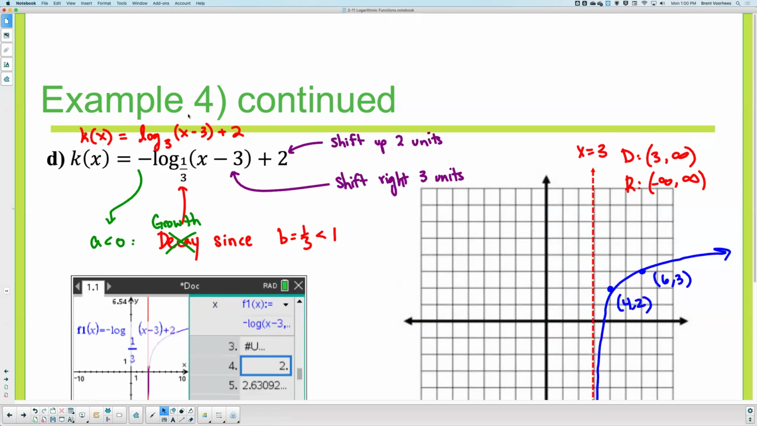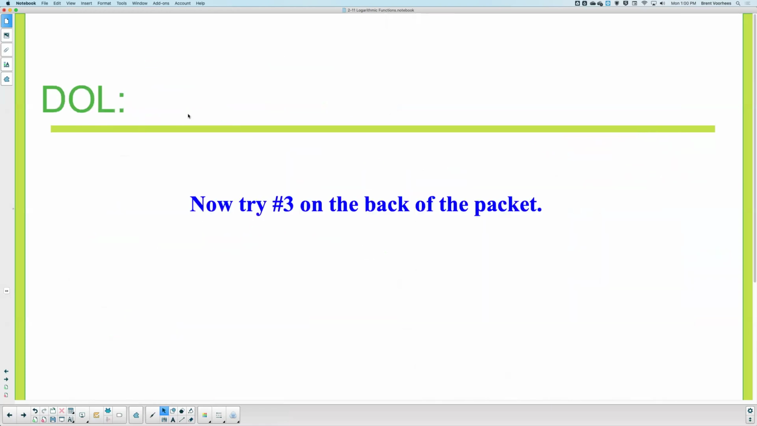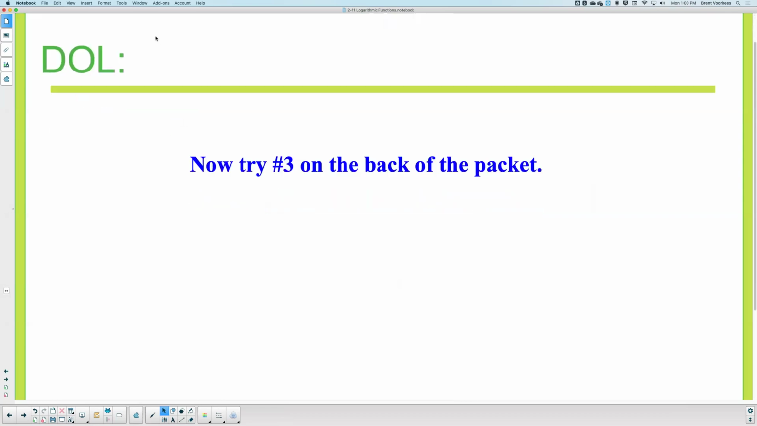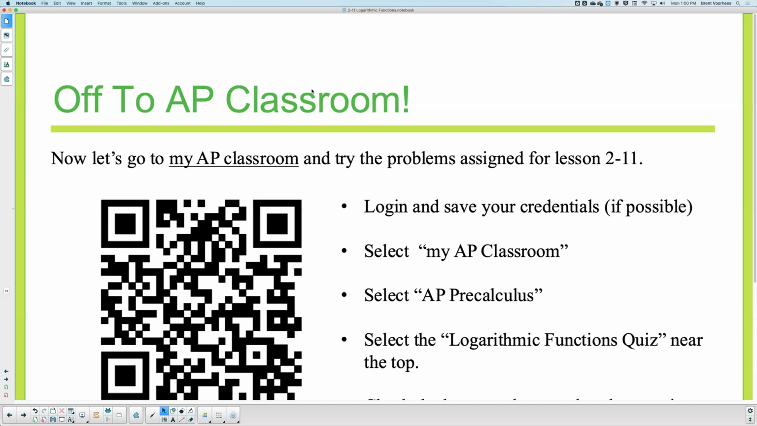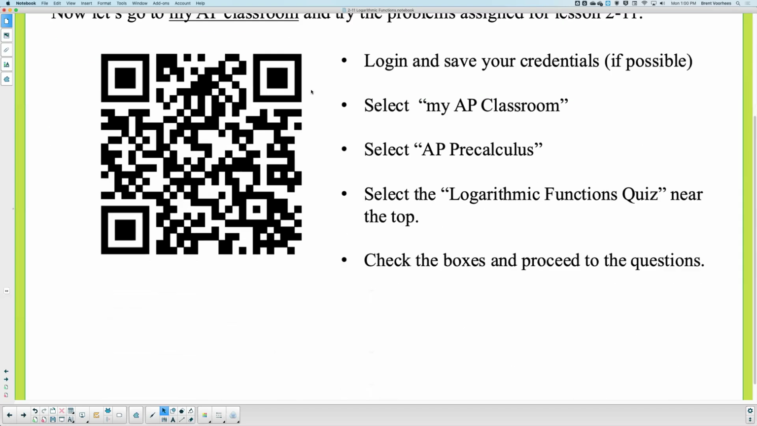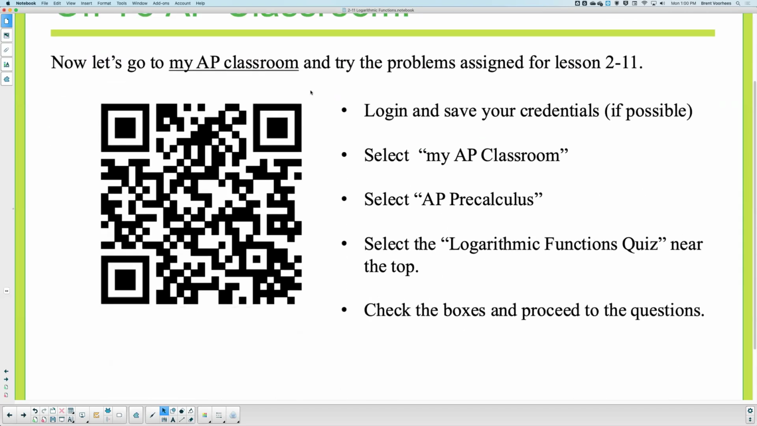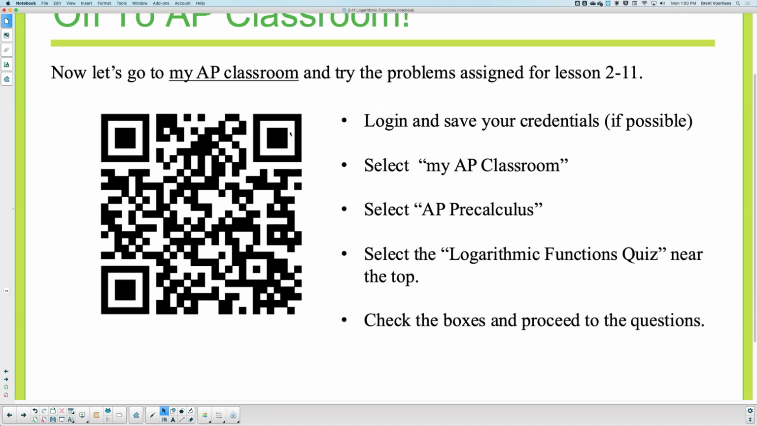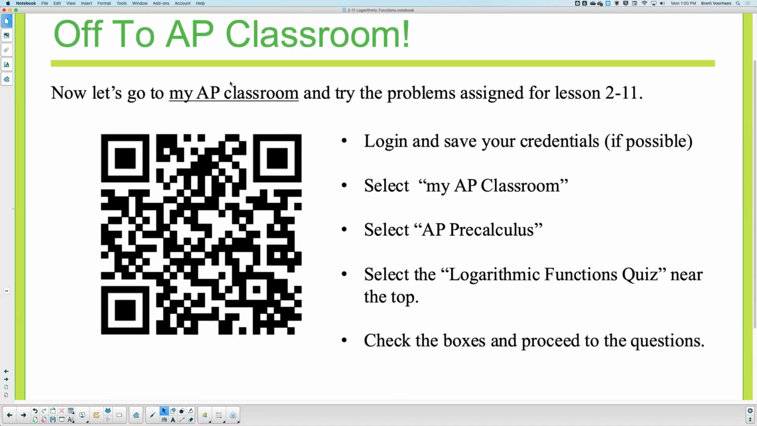All right. Last thing you got to do, try DOL number 3 and then submit your answers online. That's it. So DOL number 3. Once you finish number 3, go ahead, scan this QR code and upload your questions there to College Board.